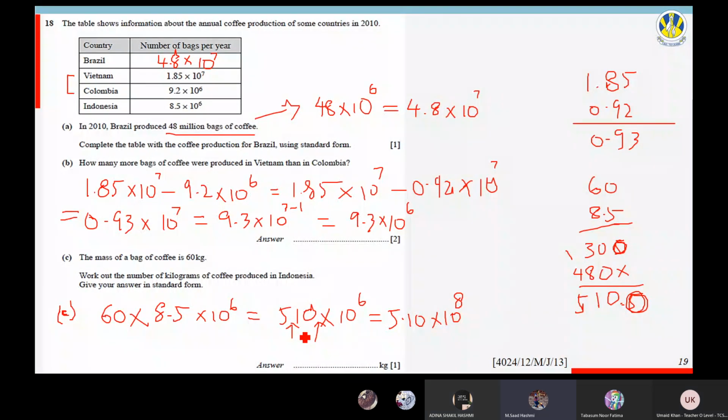So you mean to say there is no difference between 51 and 510? That is not true. No, sir, I'm not talking about 51. Sir, I was talking about 5.10. Can we write it like 5.1? Okay, now I understand your question. You can drop this 0. 5.10 and 5.1 are the same thing. So you can get rid of that 0. 5.1 into 10 raised to power 8. This answer is still the correct answer.